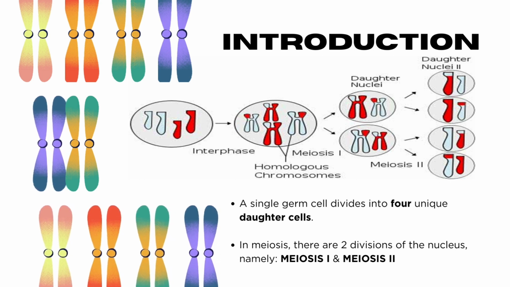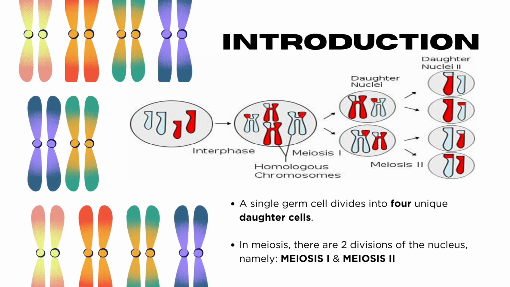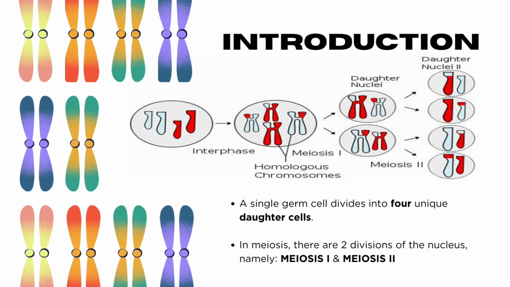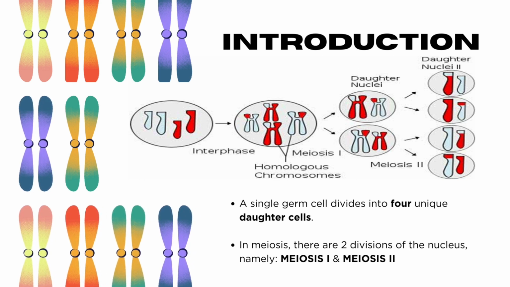Meiosis takes place in specialized reproductive tissue called the gonads. Ovaries are the female gonads and the testes are the male gonads. In meiosis, there are two divisions of the nucleus, namely meiosis 1 and meiosis 2.